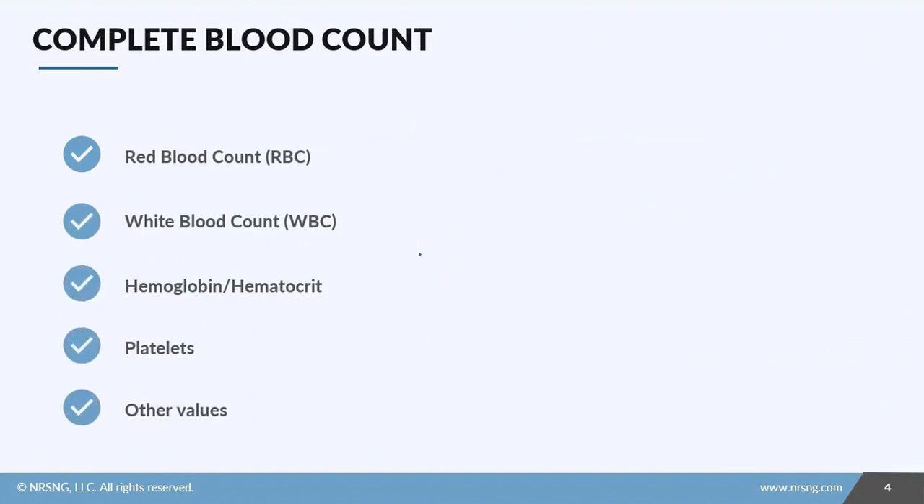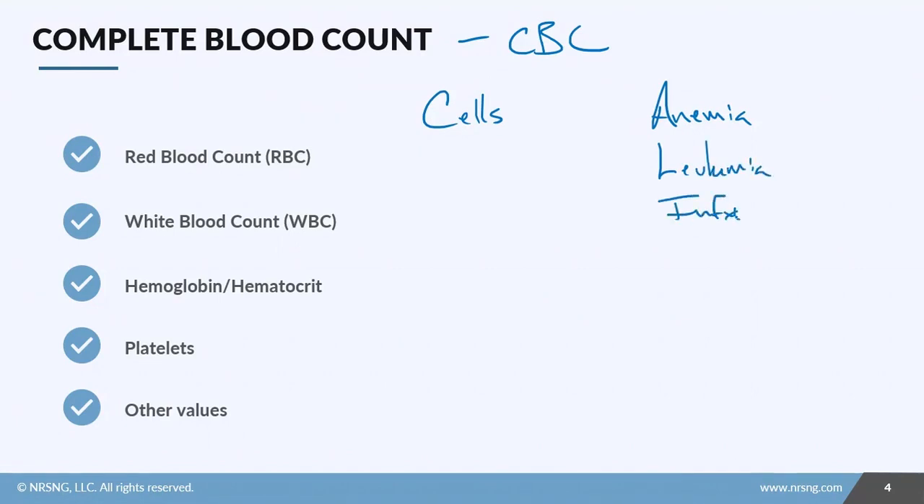Now, another lab test that you're going to see is something called your complete blood count, or your CBC. This is a really interesting test, and it's a super common one. What it does is it gives you an idea of what's going on with your patient's cells. So you can check for things like anemia, or you can look for things like leukemia, possibility of infection, or even inflammation.